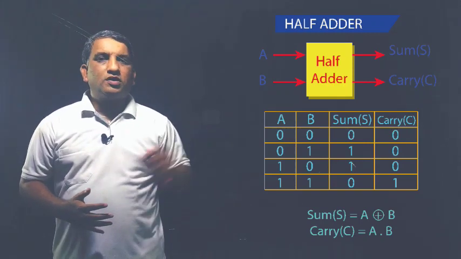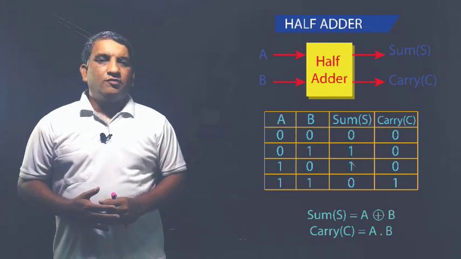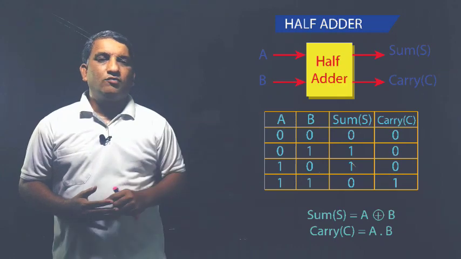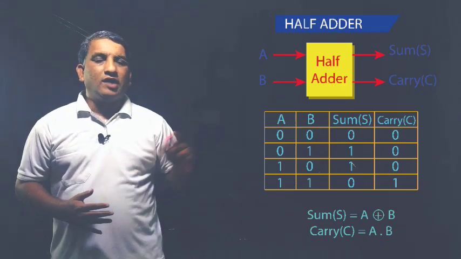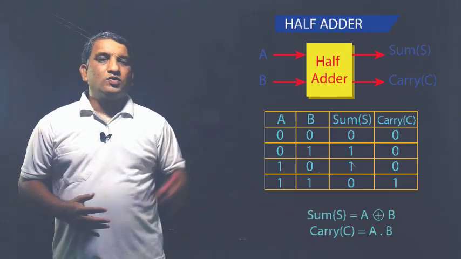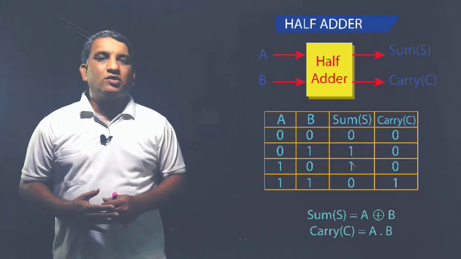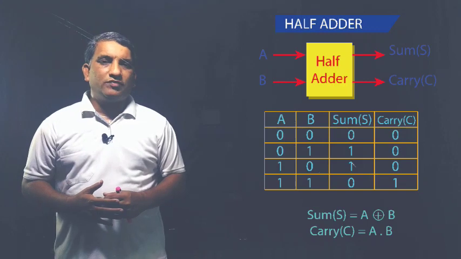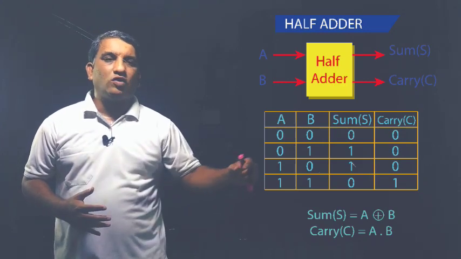If you observe the column of sum, for 0 0 it is 0, for 0 1 it is 1, for 1 0 it is 1 and for 1 1 it is 0. So this column is similar to the XOR gate. So you can directly write down the output equation of sum as A XOR B.